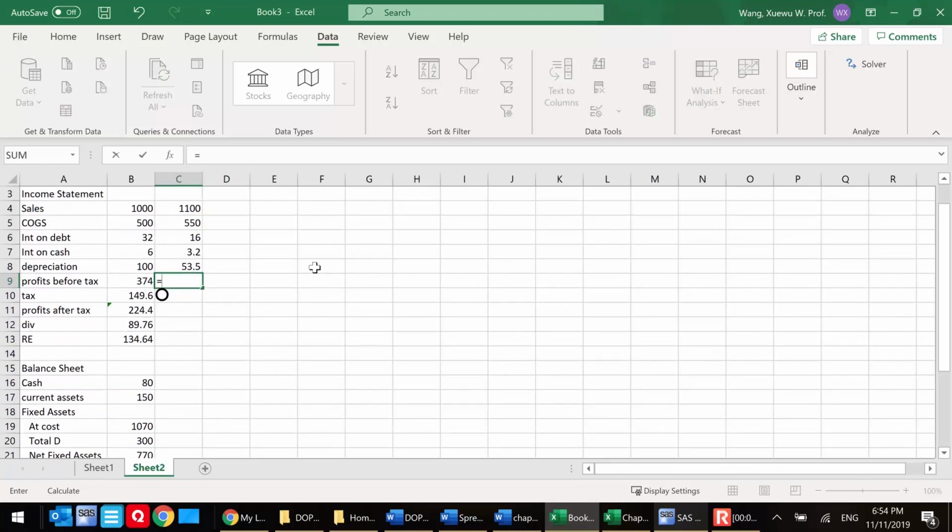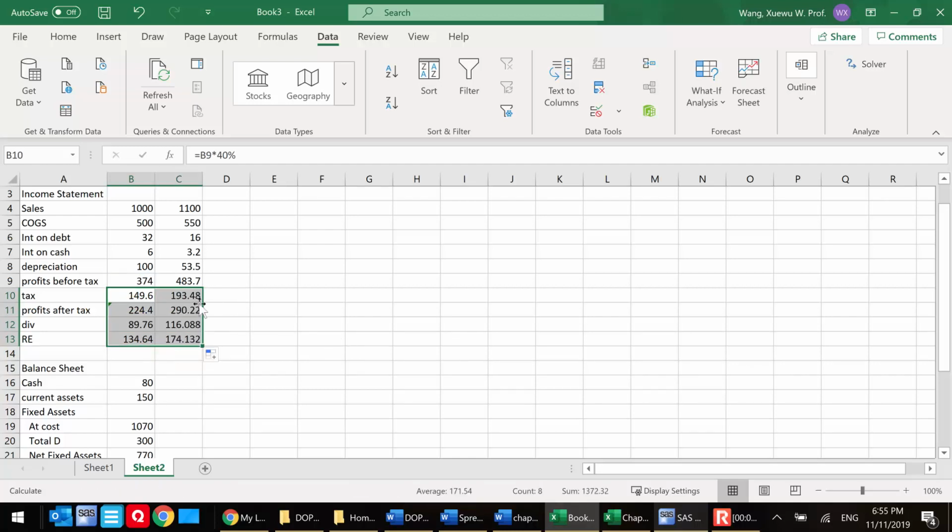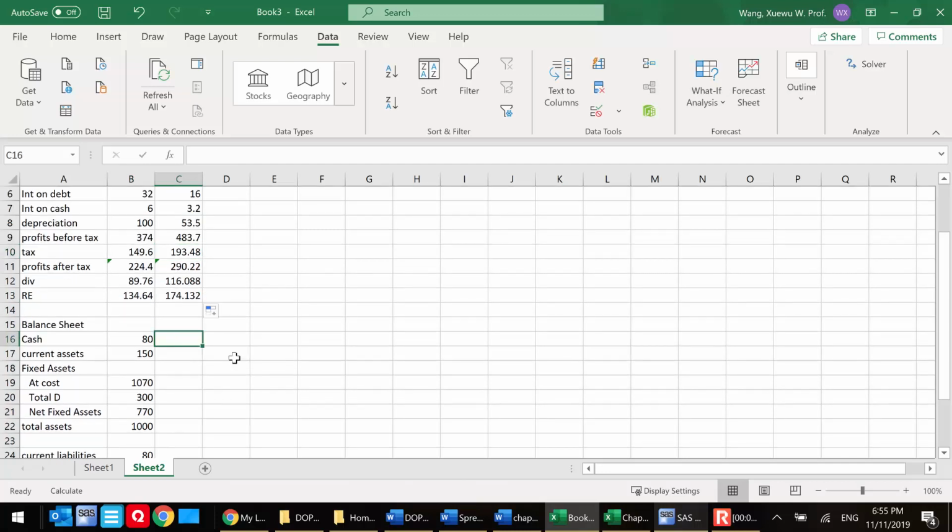So the profits before tax is going to be the sales minus the cost of goods sold minus interest you pay on debt plus interest you earn on cash minus depreciation. Okay. All right. So that number is good. So can I just copy this down here? Yes, this is good. And this is good. All right. So I can just copy across, and let me just take one and double check. All right. So that is the year 1 for the income statement.